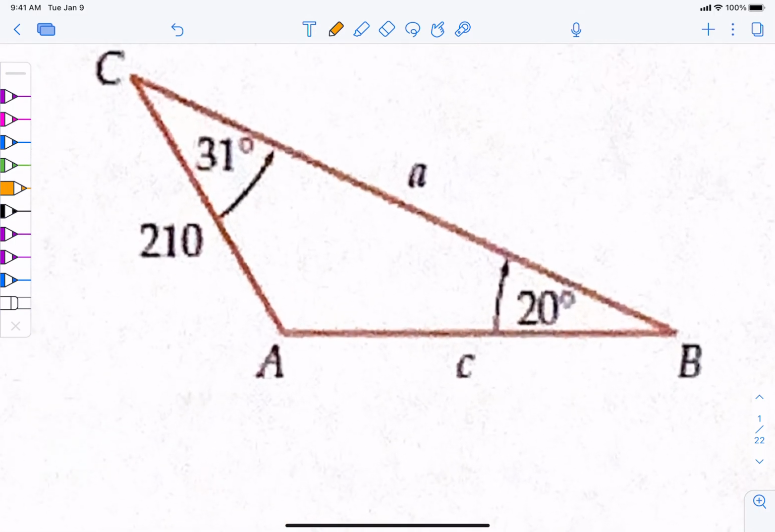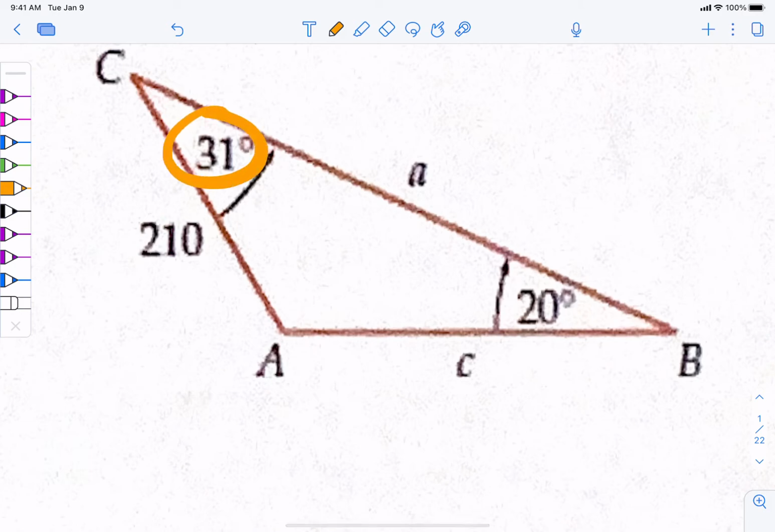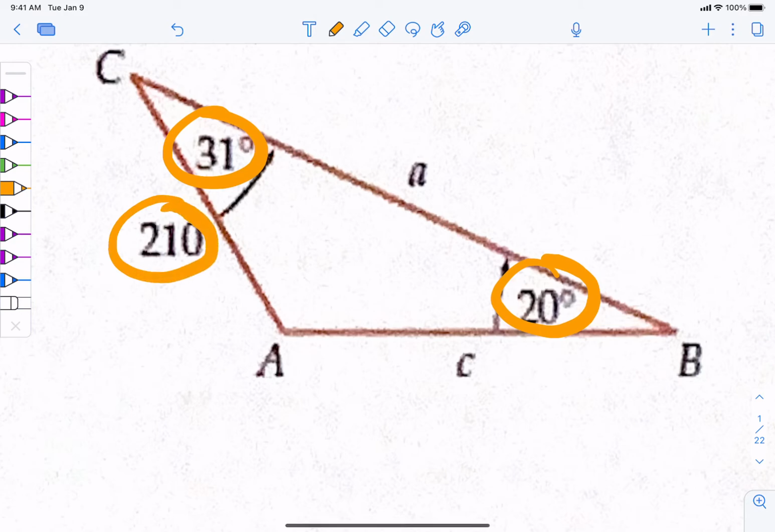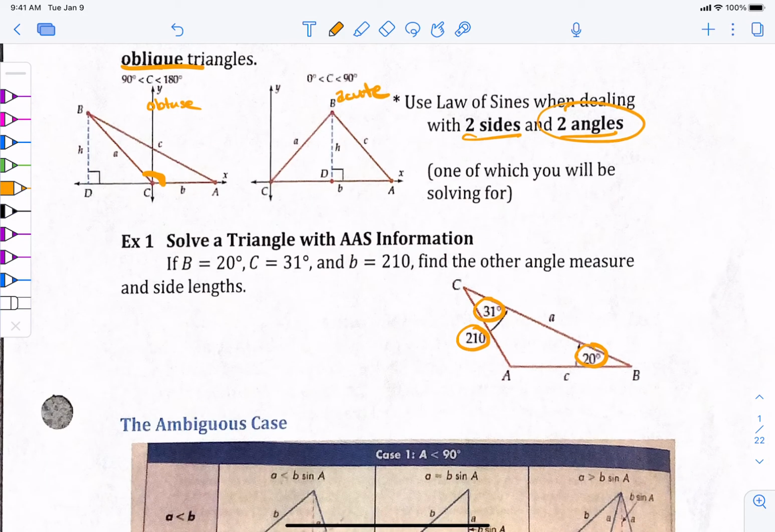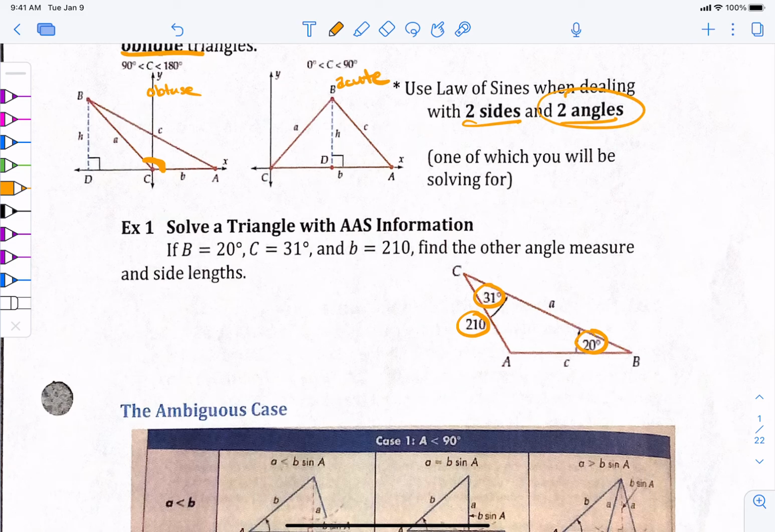Let's go down to this example right here. I have 2 angles. They are 31 and 20. Those are my 2 angles. And I have a side. It is 210. So I can solve another one of the sides really easily right now, and I will have 2 sides and 2 angles. Okay, we've got to figure out which one we can solve first, though.